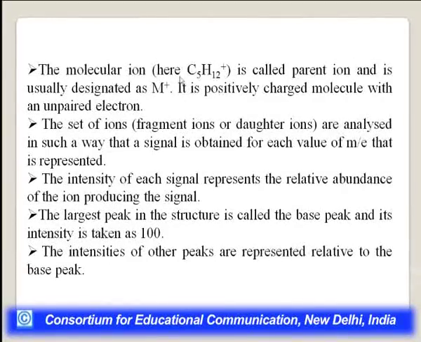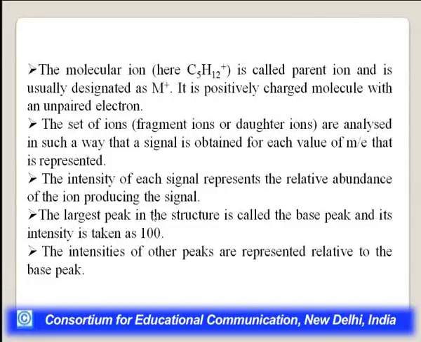The molecular ion is called the parent ion, we have told you, and is usually designated as M plus dot. It is a positively charged molecule with an unpaired electron. The set of ions, or we can say fragment ions or daughter ions, are analyzed in such a way that a signal is obtained for each value of m/e of each fragment. The intensity of each signal represents the relative abundance of the ion producing the signal.